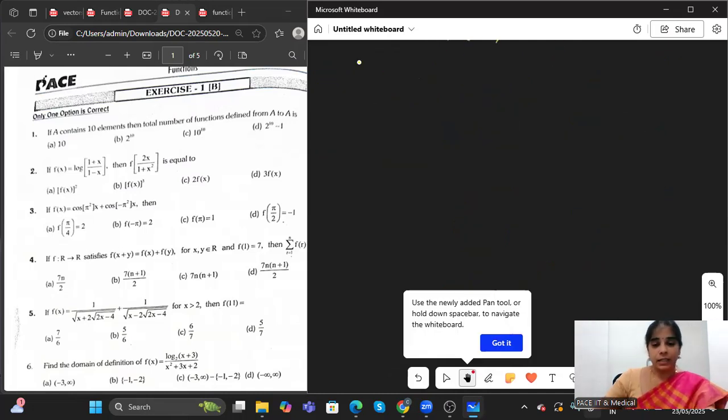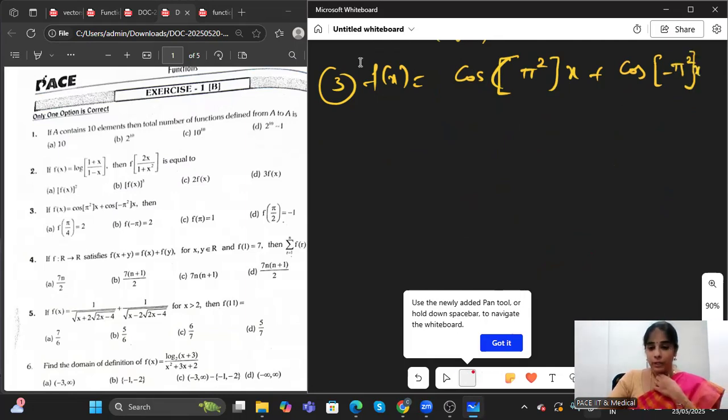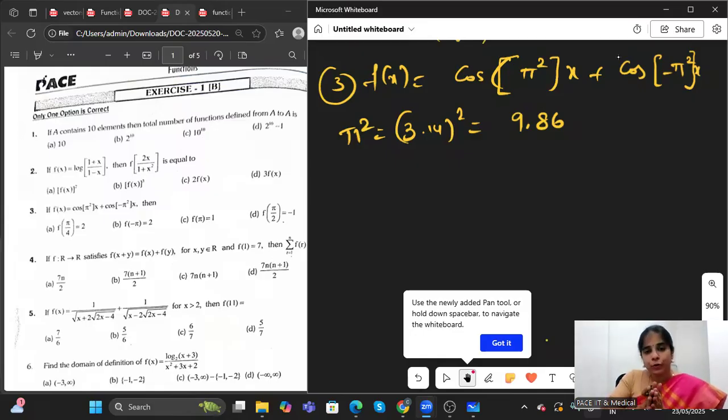Now going to the next question. F of x is cos of step x, so observe, this is cos of step pi square x plus cos of step minus pi square x. Now, what is the step value for pi square? So what exactly is pi square? Pi is 3.14, so you just take the square of that, and that is your 9.86.